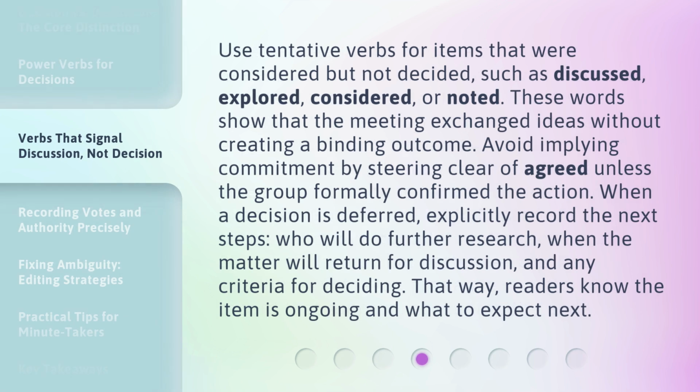Use tentative verbs for items that were considered but not decided, such as discussed, explored, considered, or noted. These words show that the meeting exchanged ideas without creating a binding outcome. Avoid implying commitment by steering clear of agreed unless the group formally confirmed the action. When a decision is deferred, explicitly record the next steps: who will do further research, when the matter will return for discussion, and any criteria for deciding. That way, readers know the item is ongoing and what to expect next.